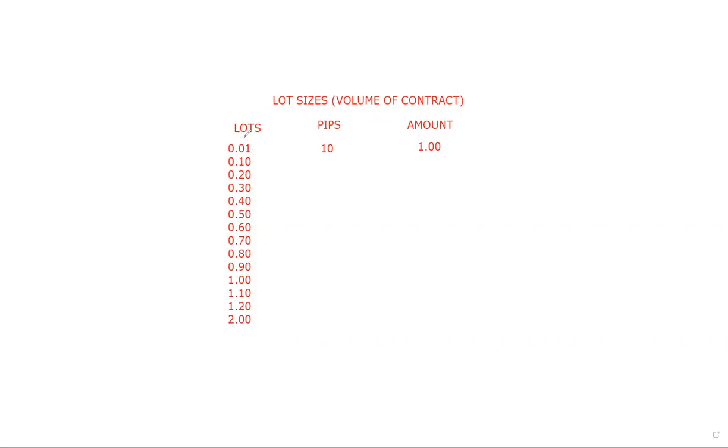So if you are going to use 0.02, which is the next after 0.01, 1 pip will be how much? 1 pip should give you 20 cents, 0.20. So 0.02, 1 pip will be 0.20 or 20 cents, because 0.01, 1 pip is what? 10 cents. You get the scenario. 0.01, 1 pip is 10 cents. Then 0.02, 1 pip will be what?